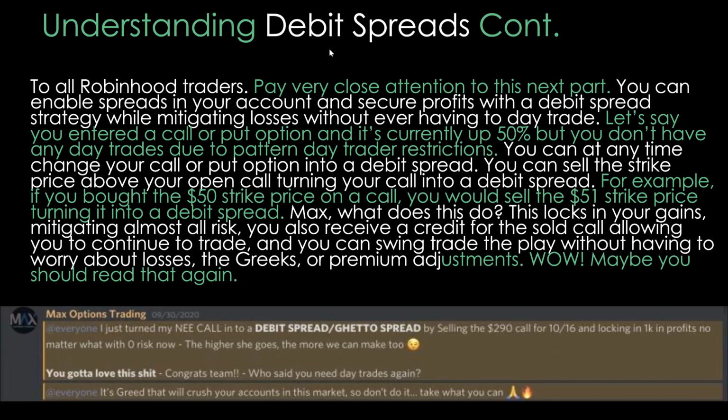So let's just say you entered a put or a call option. It's currently up around 50%. You don't have any day trades due to your pattern day trader restrictions. Maybe you got a good faith violation. Maybe you're under 25K in your account, whatever it may be. You can at any time change your naked call or put option into a debit spread.